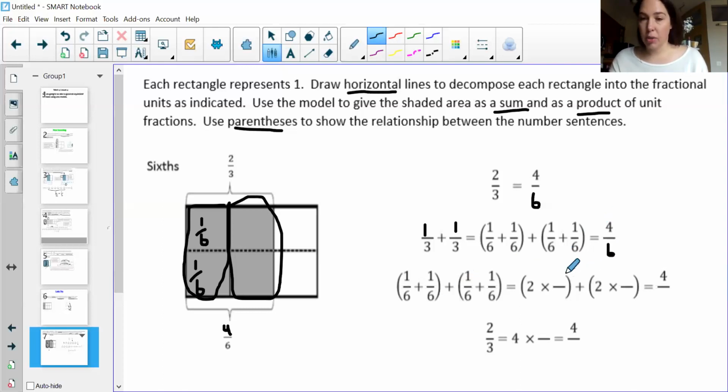Now I can write that as a multiplication sentence. 2/6 is the same as 2 times 1/6. And we have two groups of them. So that's another 2 times 1/6. And altogether, that's 4/6. So that's 4 times 1/6 equals 4/6.